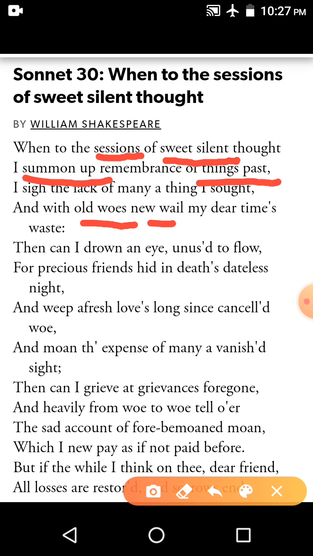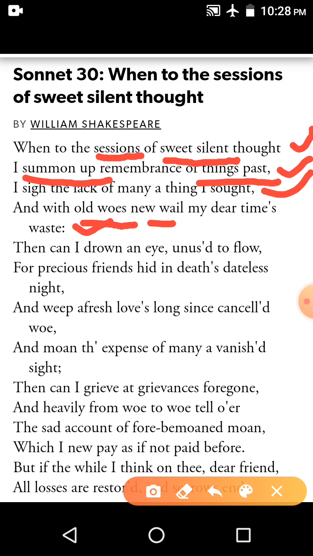See the rhyming scheme. In the first line we have thought, in the second line we have past, in the third line we have sought, in the fourth line we have waste. So thought, past, sought, waste. Here we have the rhyme scheme A B A B. This is the first stanza.